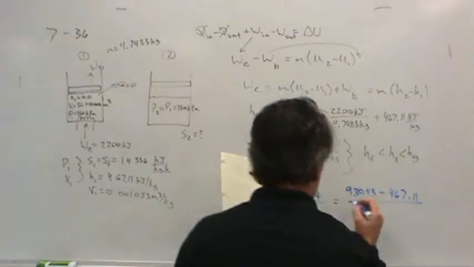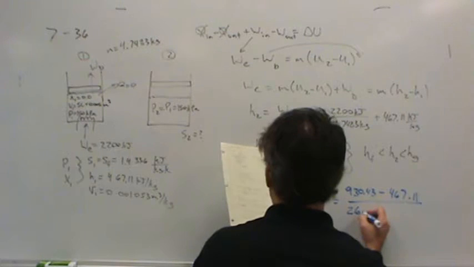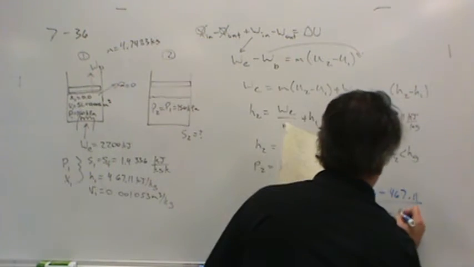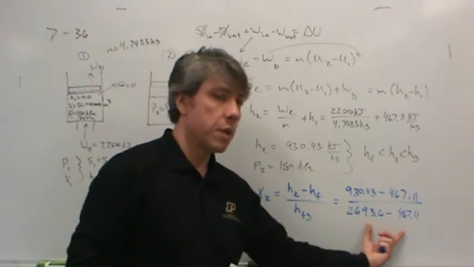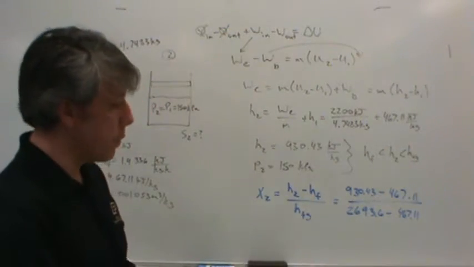For whatever reason, I didn't do that. I plugged in HG and HF. So here's HG, 2693.6 less 467.11. I could have just looked up HFG in the table because it's there. Anyway, all these are kilojoule per kilogram units.